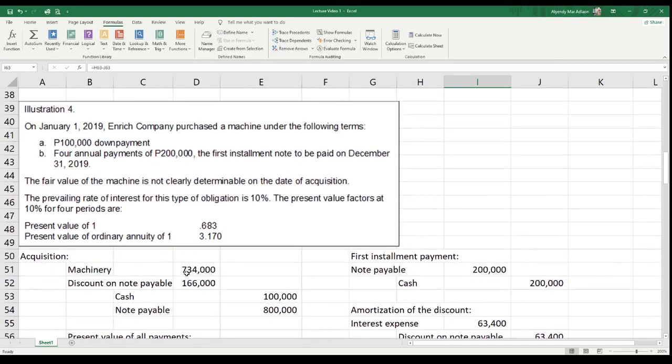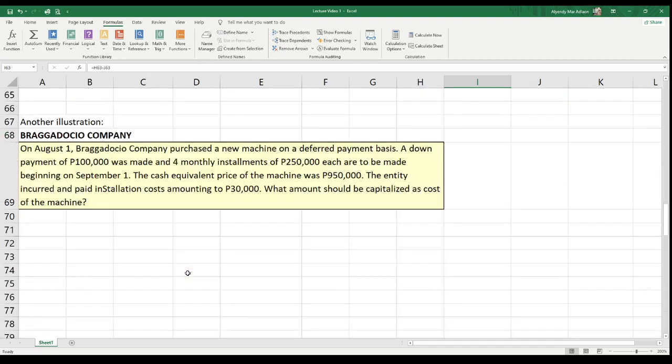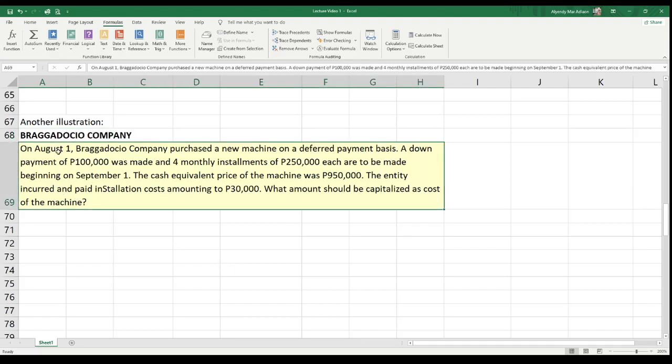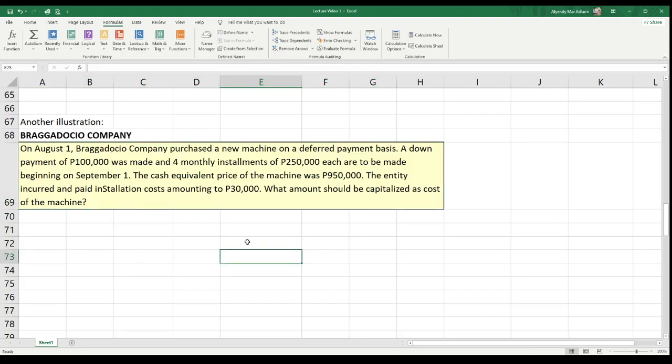For further understanding, let us try another problem. We have here Braggadocio Company. Class, take note that when you read a problem, you first have to read the requirement or the question. If you read the question first, you will already have a picture of what you are going to need as you go along with the problem. So let's read the question first.